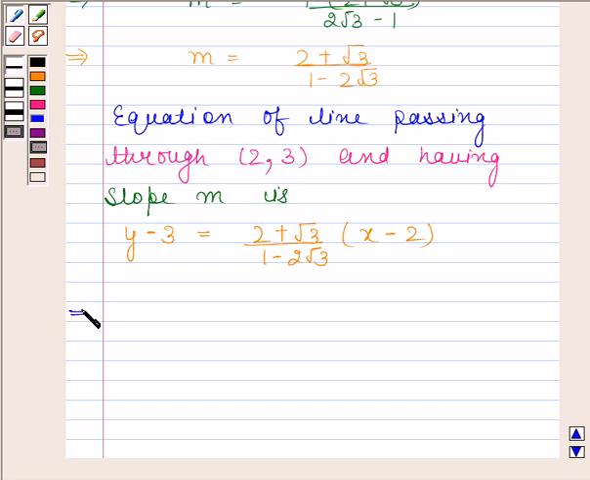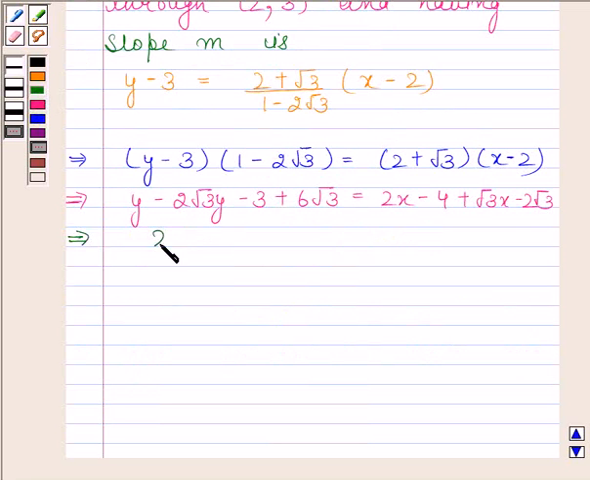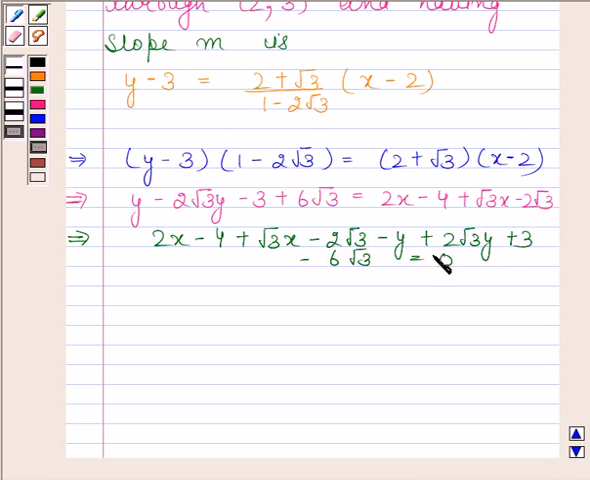This implies (y minus 3) into (1 minus 2 root 3) is equal to (2 plus root 3) into (x minus 2). This implies y minus 2 root 3 y minus 3 plus 6 root 3 is equal to 2x minus 4 plus root 3 x minus 2 root 3. This implies 2x minus 4 plus root 3 x minus 2 root 3 minus y plus 2 root 3 y plus 3 minus 6 root 3 is equal to 0.